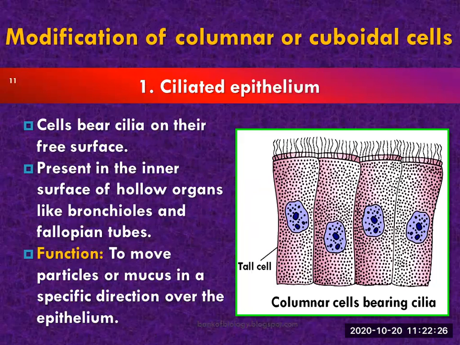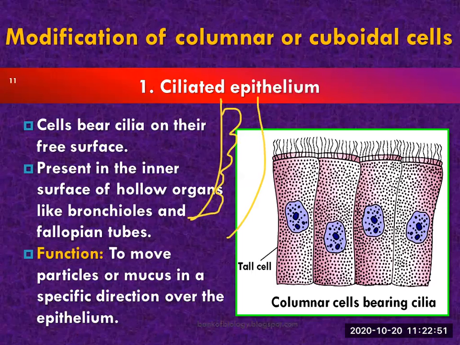Then next, the function is to move particles, like the movement of ovum in case of female during the fertilization process. So to move particles and mucus in a specific direction over the epithelium. Particles and mucus, when we talk about that, that is the function in bronchioles, we can say.